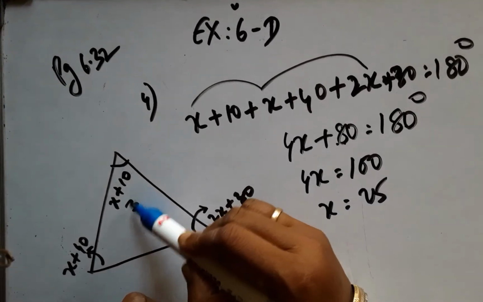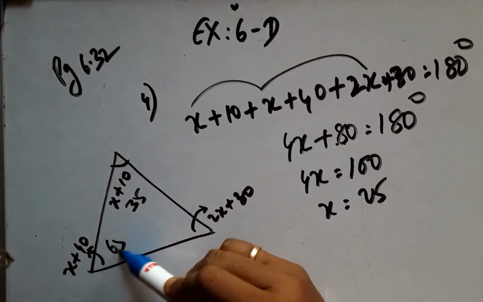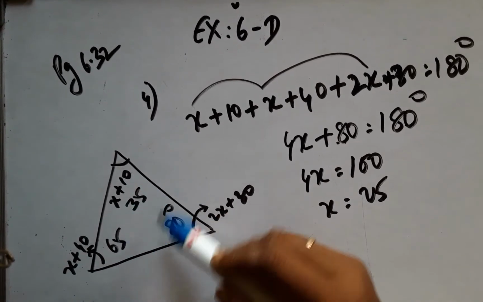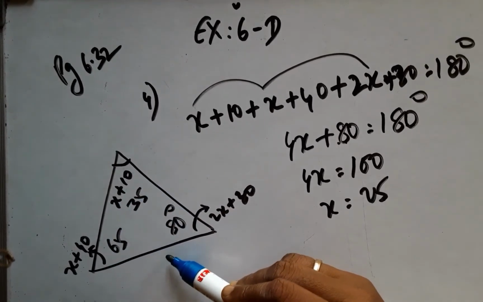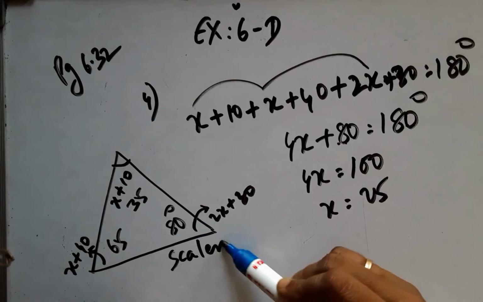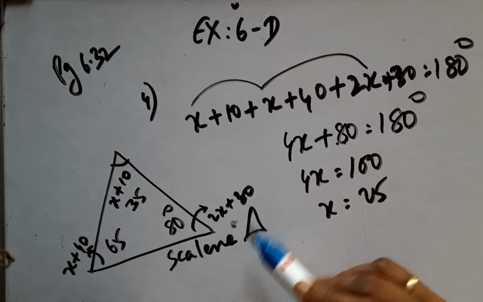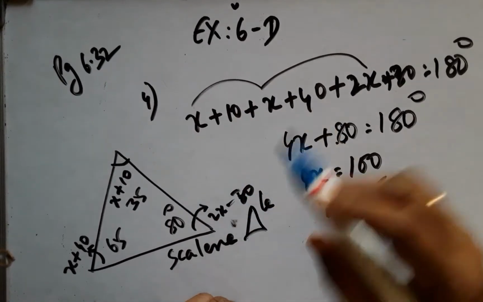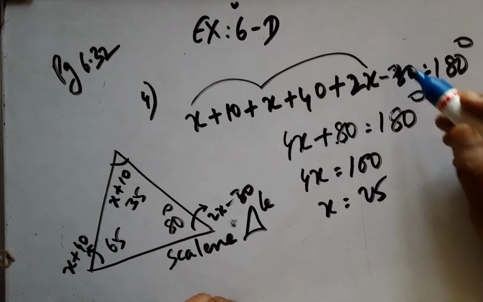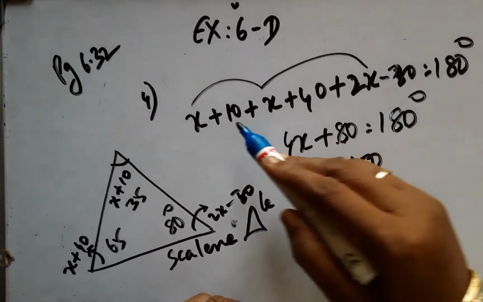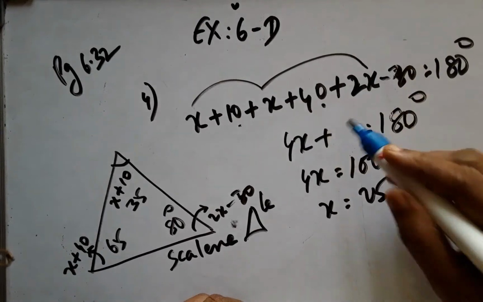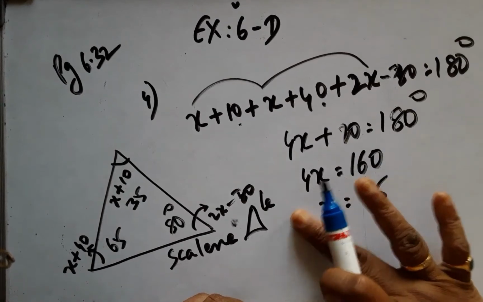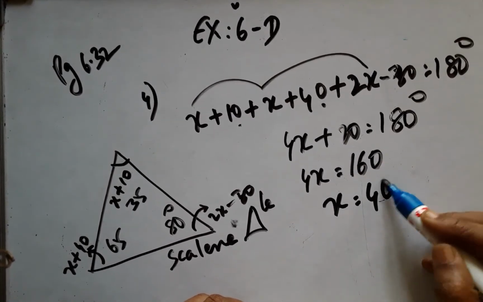Now here it is 35, and here it is 65, and here it is 80 degrees. 3 different angles give 3 different sides. Therefore it is a scalene triangle. But the question seems to have gone wrong here. It is negative 30, and if that is so, the entire math would be 50 minus 30 will give 20, and here the answer will be 160, and the x value will be obviously 40 degrees.